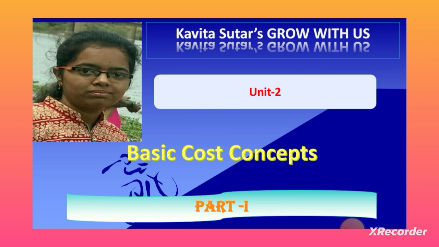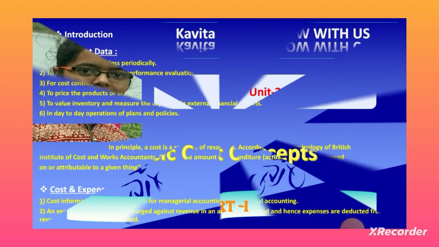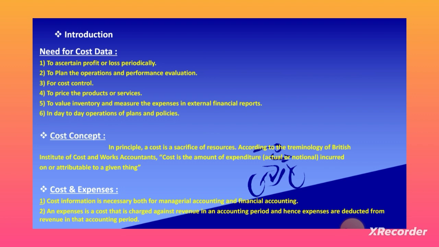Unit 2 Basic Cost Concept Part 1. In this unit, you will learn about certain basic cost concepts like cost unit, cost center, classification of cost, elements of cost, and components of total cost.